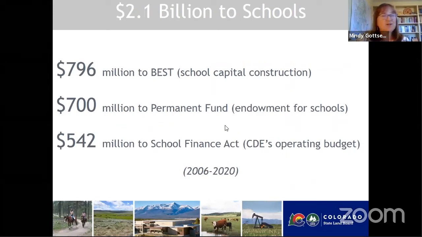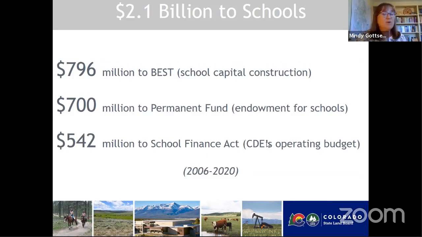And in the last 15 years, we've generated over $2.1 billion for the benefit of public schools: almost $800 million to school capital construction through the BEST fund, $700 million to a permanent fund that generates revenue every year as an endowment for public schools, and a little over $500 million for the Colorado Department of Education's operating budget.